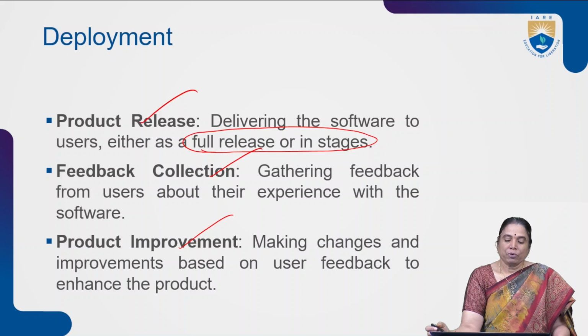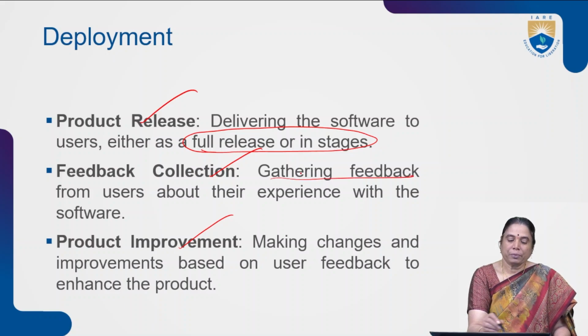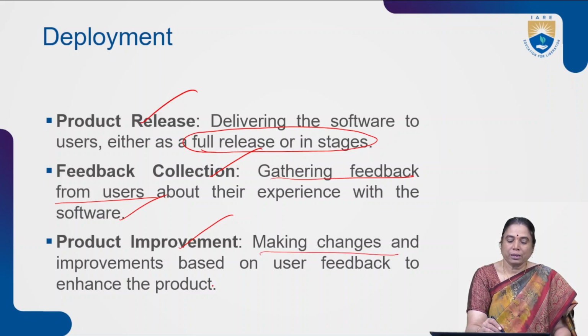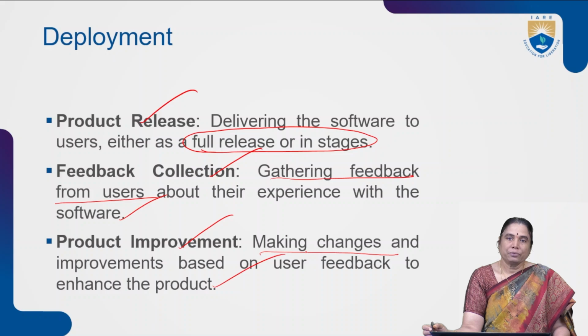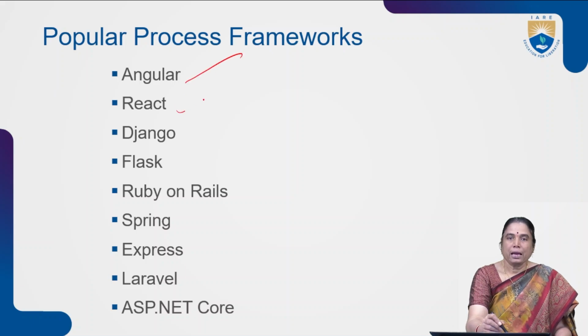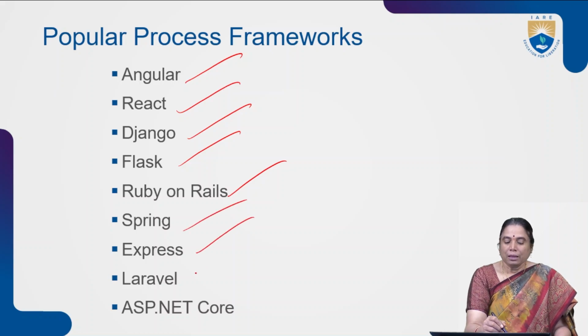Feedback collection involves gathering feedback from the users about their experience with the software. Product improvement is making changes and improvements based on the user feedback to enhance the product. The popular process frameworks are Angular, React, Django, Flask, Ruby on Rails, Spring, Express, Laravel, ASP.NET Core.